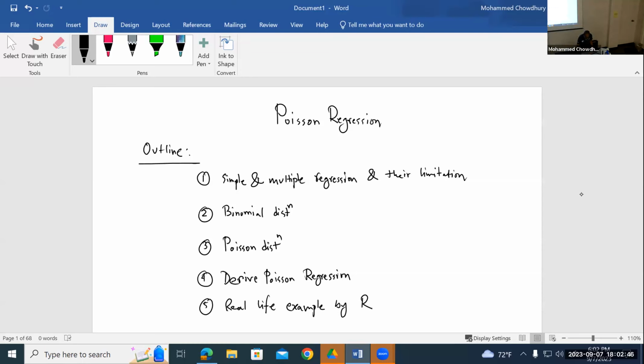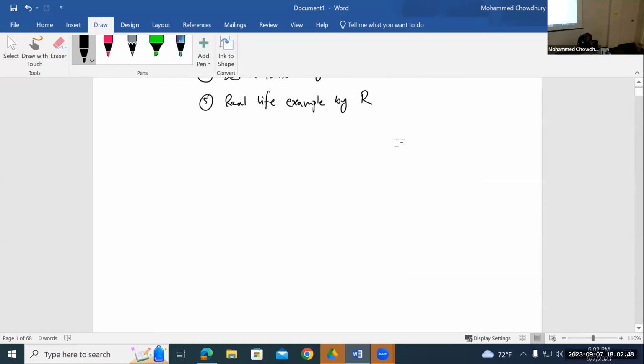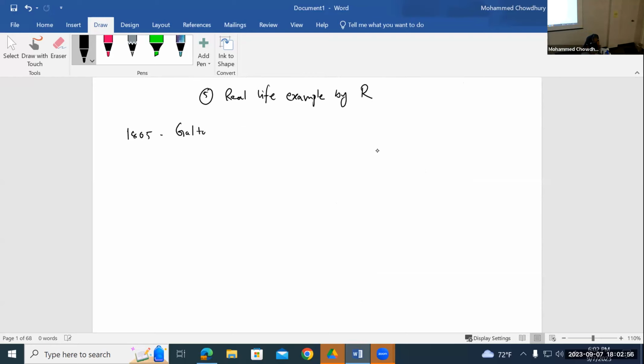What is simple and multiple regression? So in 1805, his name is Galton. He added an error term to a linear equation. Everyone knows about this linear equation, y equals beta 0 plus beta 1 x. This is a linear equation where beta 0 is the intercept, beta 1 is the slope. Slope means rate of change.